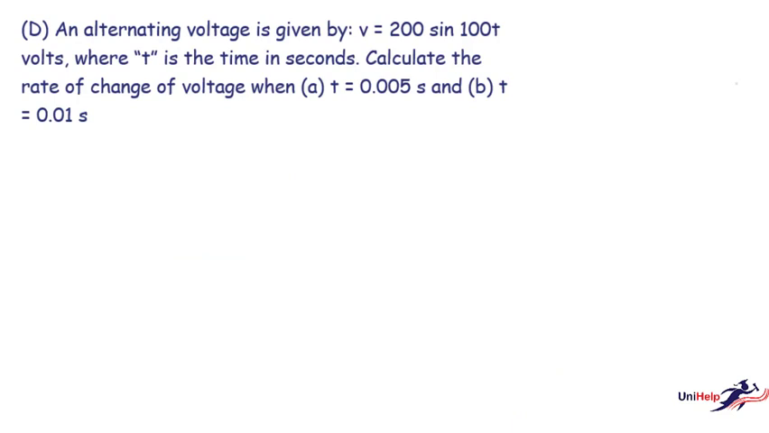For this problem, we're told that an alternating voltage is given by V is equal to 200 sine 100t volts, where t is the time in seconds. Calculate the rate of change of voltage when t is equal to 0.005 seconds and B when t is equal to 0.01 seconds. So we have to find the rate of change of voltage.